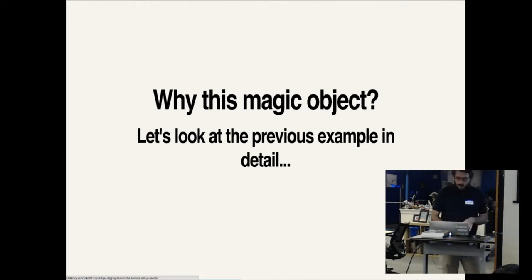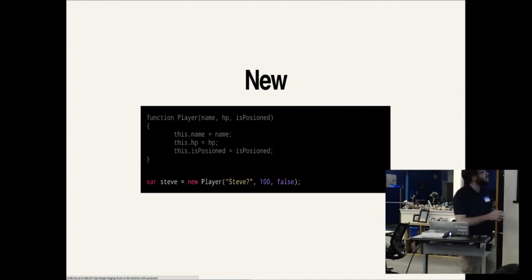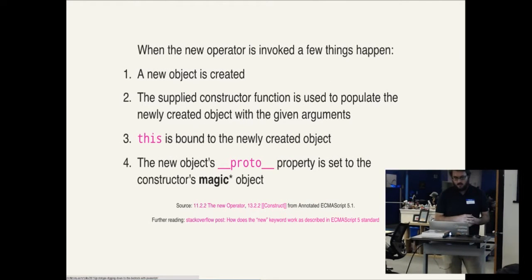So what's the deal with this object? Well, let's focus on new. We already saw this code. This is us making a new player. So what happens when we actually use the new operator? You may not be aware, but there's a couple things that JavaScript does. First, we make a brand new empty object. Then we populate that object with all the things we passed into the constructor as arguments. We bind this to it, which is outside of the scope of this talk. I don't want to get into it too much. That could be its own talk. And then we set the object's prototype, its __proto__ property, to that magic object.